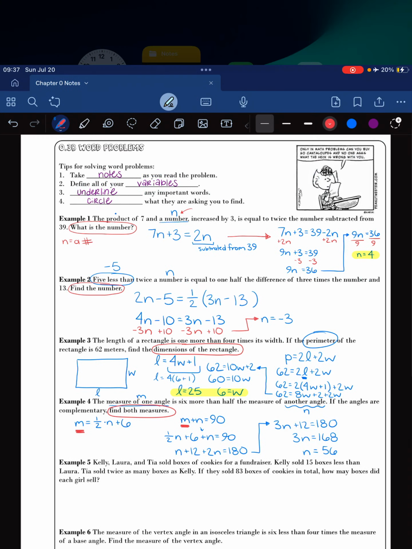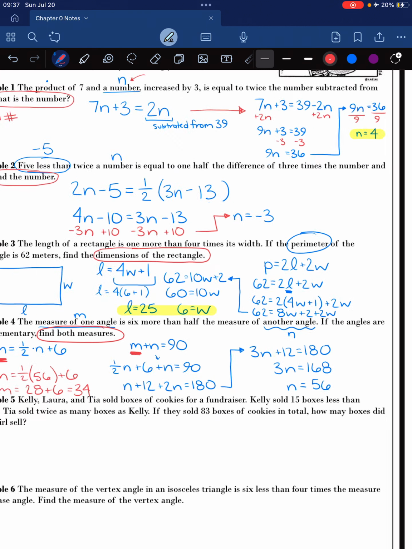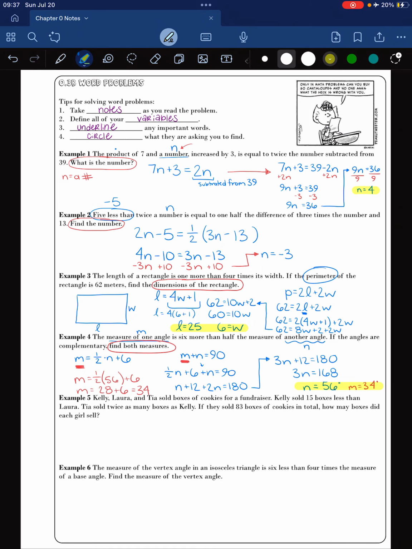Let's look at my question. Find both measures. Okay, so just N is not sufficient. I need to find both of them, meaning I need to come back here and do M equals half of 56 plus 6. You can type that all in your calculator. Half of 56 is 28, plus 6 is going to be 34. So I'm going to go ahead and move that over here. And M equals 34 degrees. And there is my full solution.